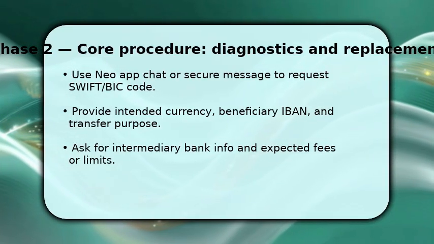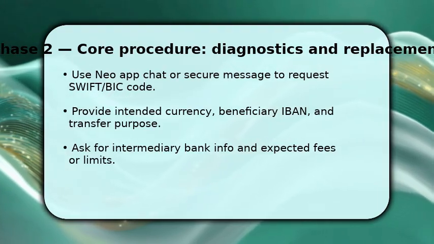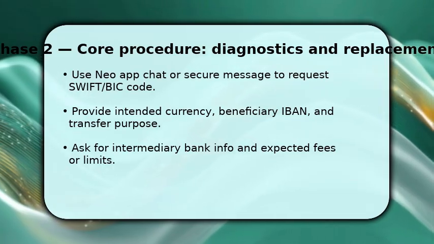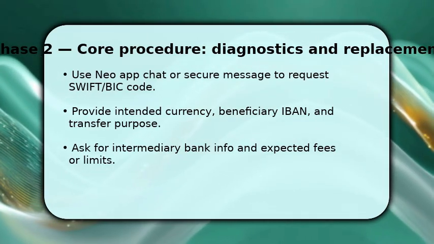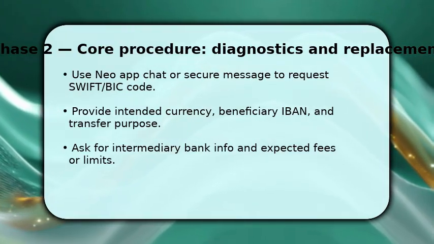If the transfer uses correspondent banks, ask for intermediary bank details and any routing instructions. Also, confirm fees and outbound limits. Banks sometimes route through different BICs for specific currencies, so clarity avoids rejected transfers.